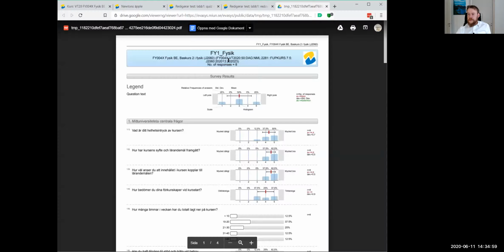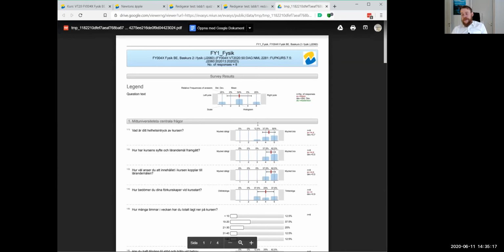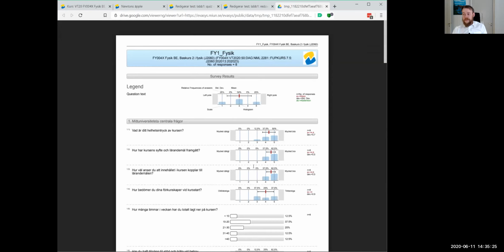Here, right? This is the evaluation report by the students. Not everybody has answered yet. It's very early. So 8 out of 26 students have answered. If the result is on the right part of the scale, that means they have a generally good impression of it. If it's down to the left, that means they think it's horrible.